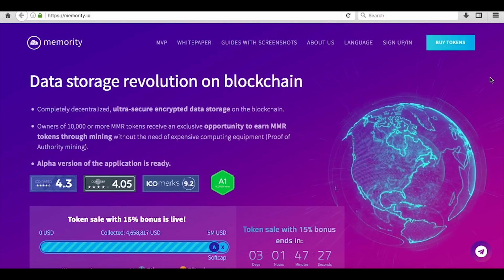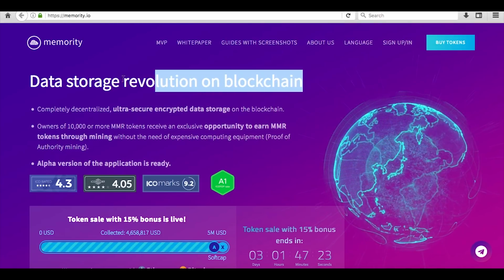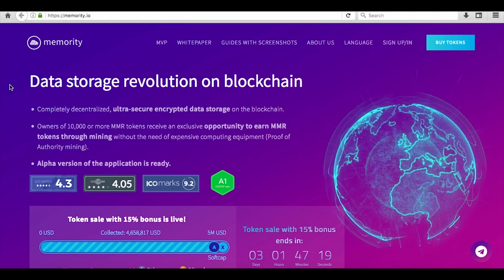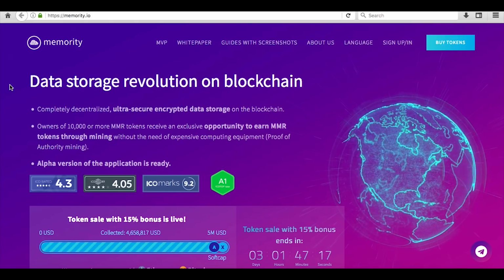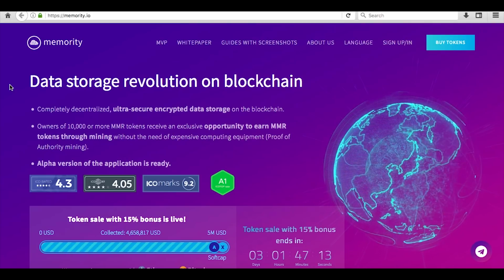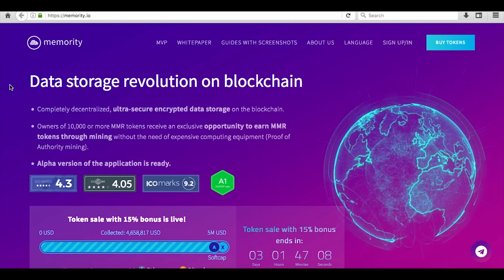This video will be focused on Memority, a decentralized, ultra-secure data storage solution, and this review will be structured in the following manner: an overview of the project and vision, an analysis of current industry problems, how Memority's solution intends to improve the space, followed by a token sale analysis, and finally an overall verdict.